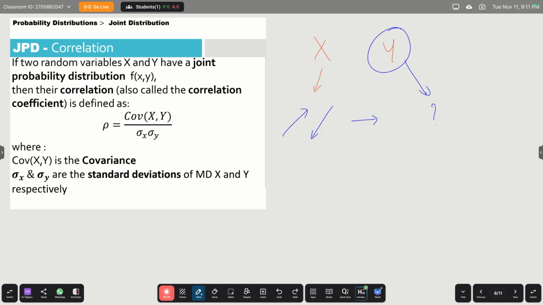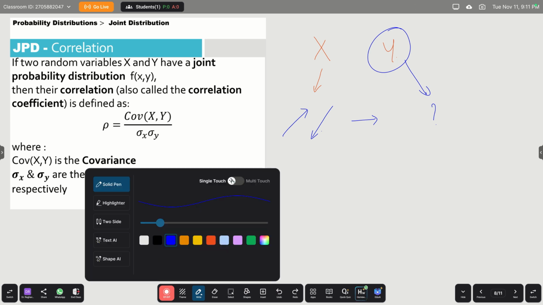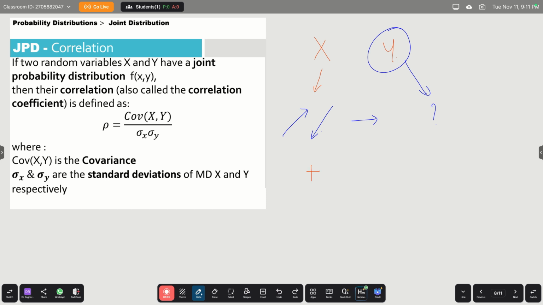Okay. So now in correlation, there could be positive correlation, there could be negative correlation, or there may not be any correlation between x and y. So what is positive correlation? Positive correlation means whenever x increases, y also increases, or whenever x decreases, y also decreases.